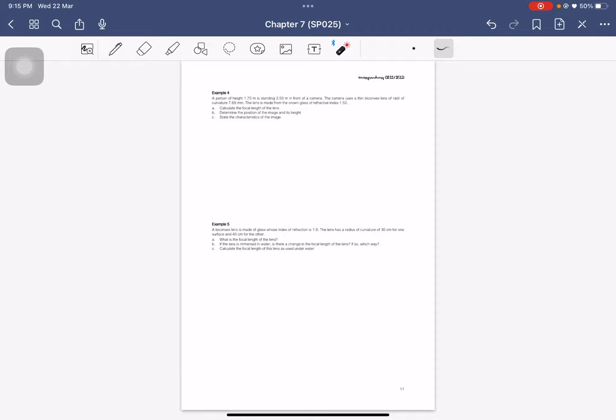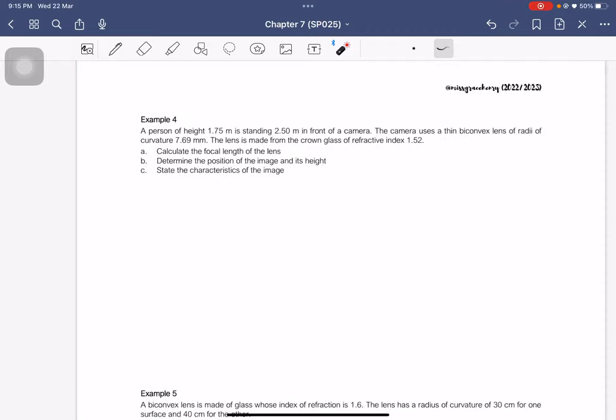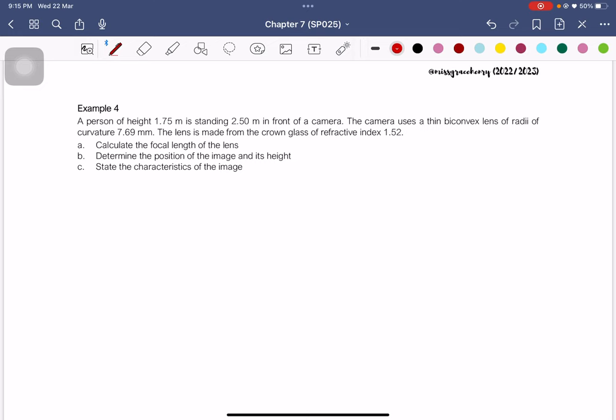So we have a person of height 1.75 meter. The person is standing 2.5 meter in front of a camera. So this is the height of the object. This is the object distance. Next, the camera uses a thin biconvex lens.